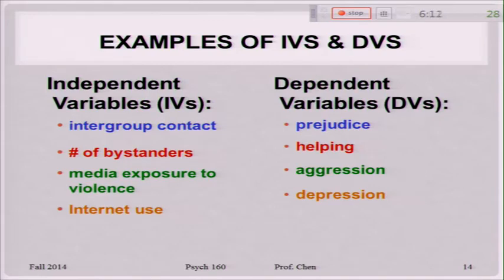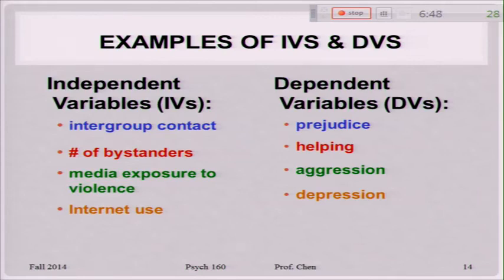Now, here's the critical thing, so perk up here. In an experiment, the general idea is to create two or more conditions. Let's just take the two condition case because it's easier. Two or more conditions or levels of your independent variable, and then look at differences in your dependent variable for those two different conditions. You're trying to make a comparison between high levels of media exposure to violence versus low levels of media exposure to violence on aggression.